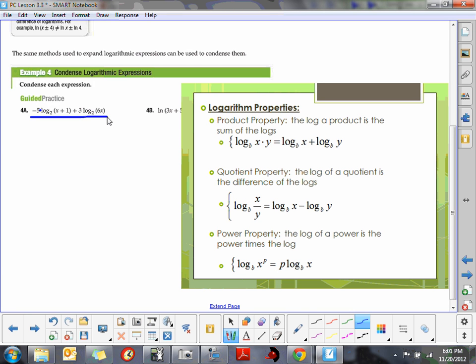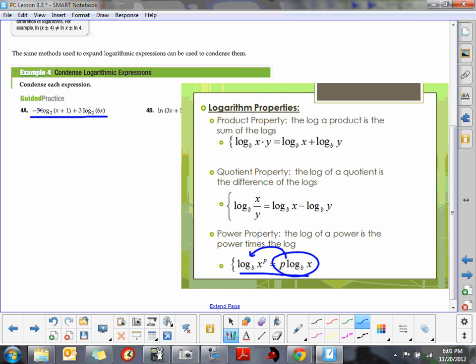Some of the things that I see: the negative 5 sitting out front, in front of the logarithm. That means I must have used a power property on that, because the log of the power is the power times the log. So I could reverse that. I'm talking about this rule down here. What we're seeing is this part of the rule, the power times the log, but we want to convert it back into this rule where it's the log of a power.